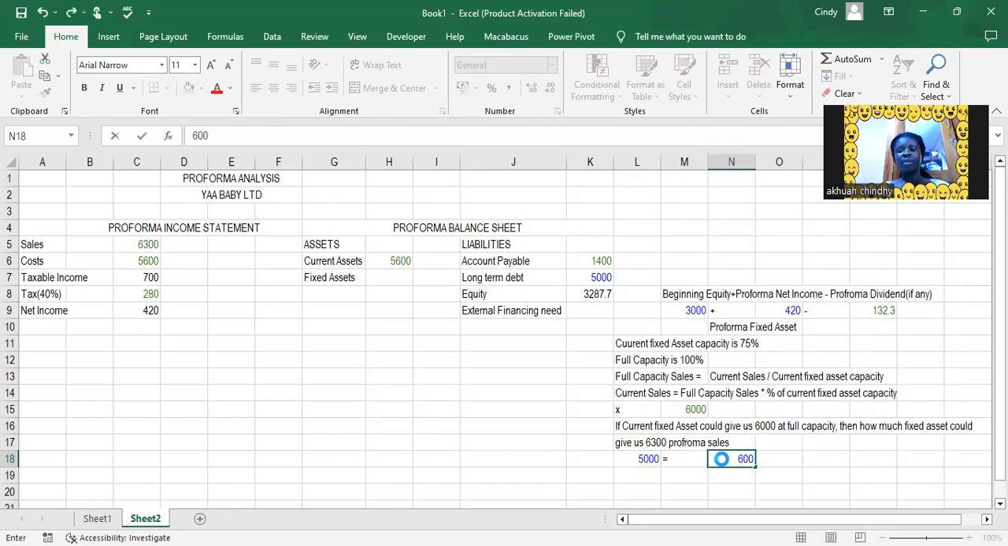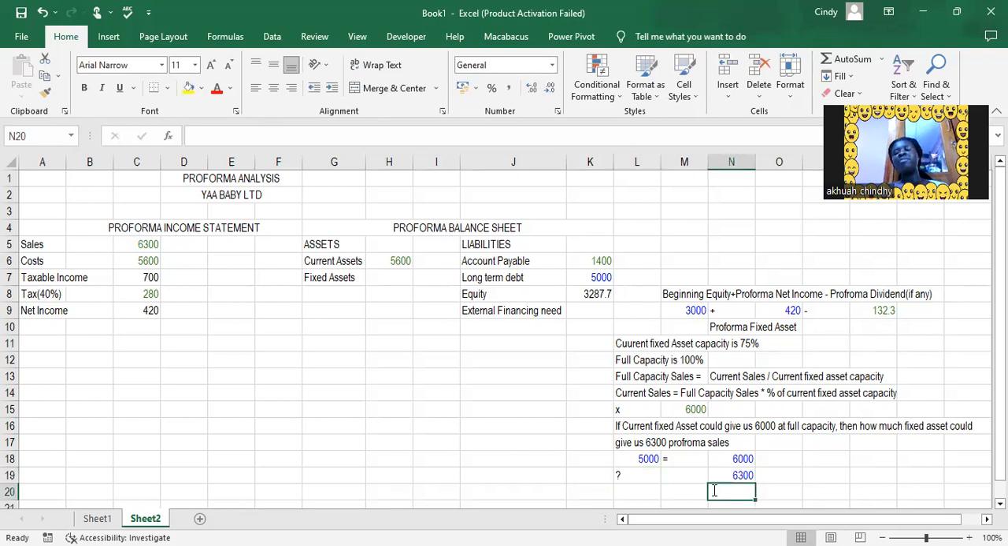If 5,000 of our fixed assets will give us 6,000 if it was fully used, then for the 6,300 sales that we want in the future, how much total fixed asset do we need to support that growth, which we don't know. So that's where the formula lies. Since 5,000 fixed assets will give us 6,000, then for 6,300 the fixed asset will be more. So if more, let's divide.